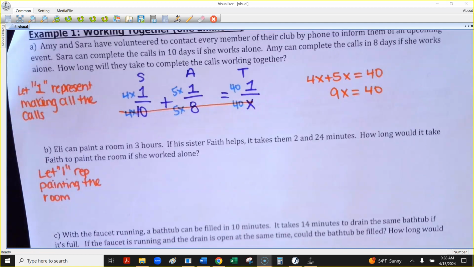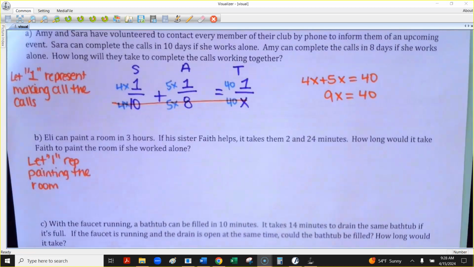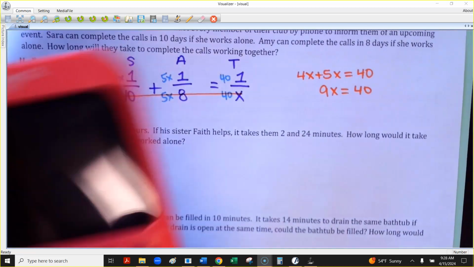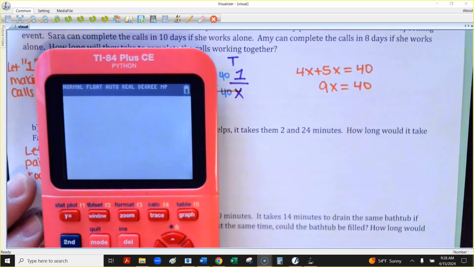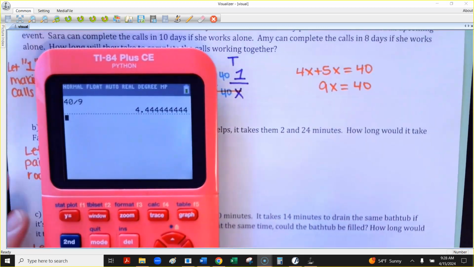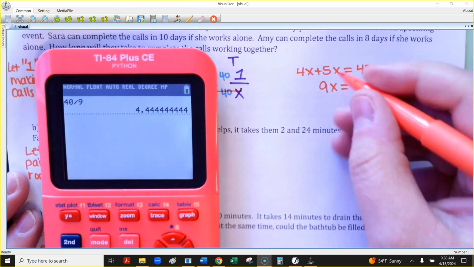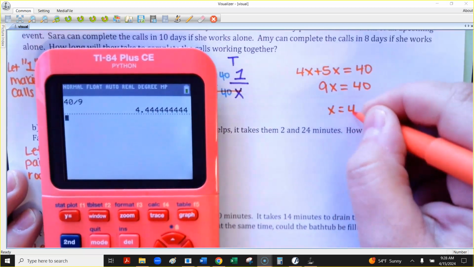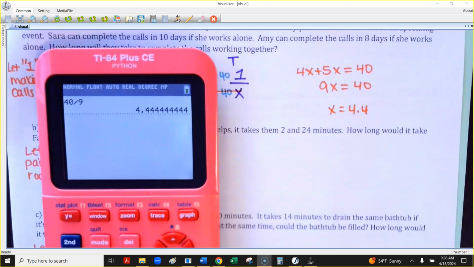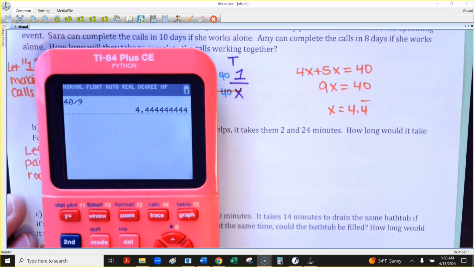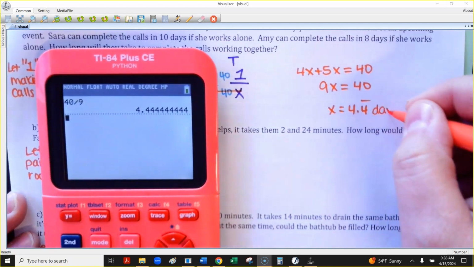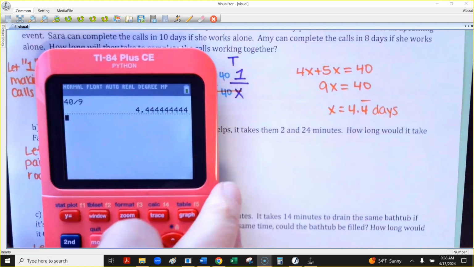And then we would just divide that. Okay. So many of these problems might have a fraction or a decimal answer, and it's not going to tell you what to round to. So just whatever you're comfortable with. You can see on the screen there, it's actually a repeating decimal, so I can just indicate that. So a little less than 4.5 days if they were working together.